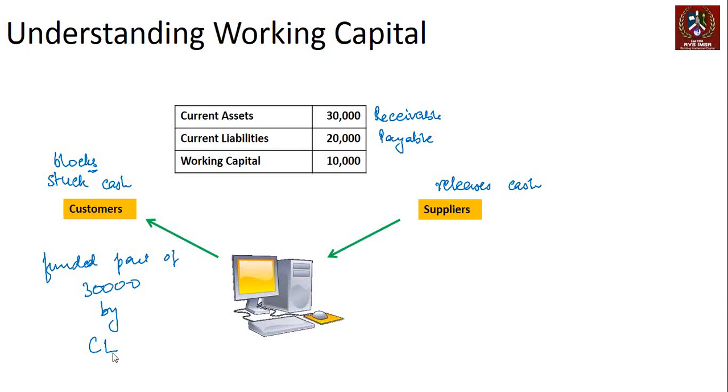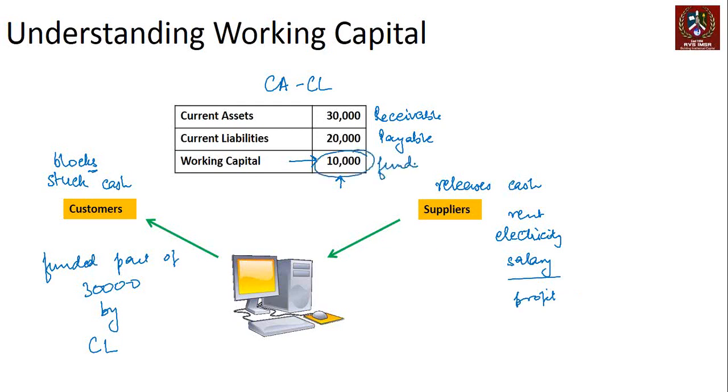So that basically reduces my working capital requirement to CA minus CL. That's 30,000 minus 20,000, and that's 10,000. Even now, if I do not fund this 10,000, there is going to be a shortfall, which is going to either result in me not being able to pay my electricity bill or rent or salary or some other costs, or not make a profit, right? So business as usual still does not continue until I fund this 10,000.